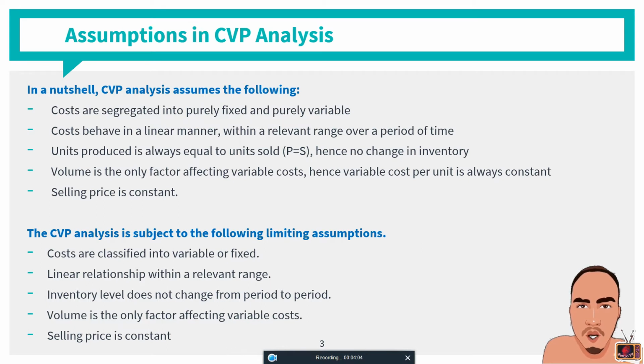The CVP analysis is subject to the following limiting assumption. Number one, costs are classified into variable or fixed. Linear relationship within a relevant range. Next is inventory level does not change from period to period. Volume is the only factor affecting variable cost. And selling price is also constant.